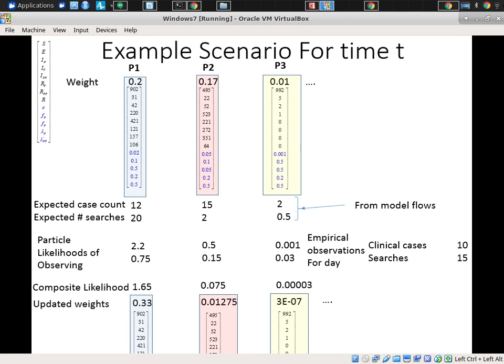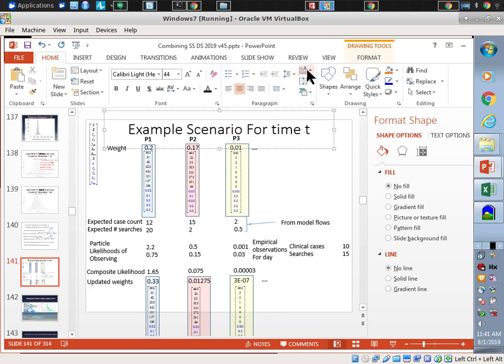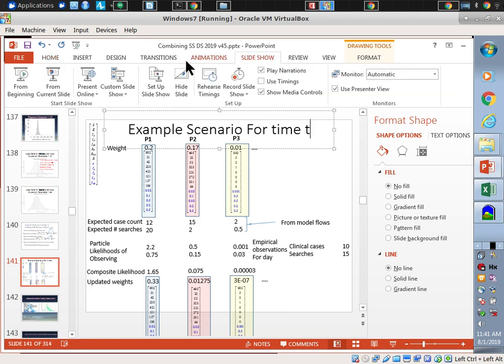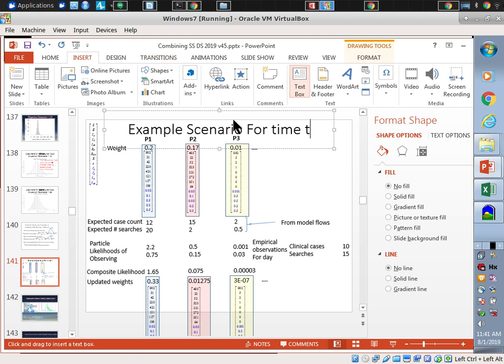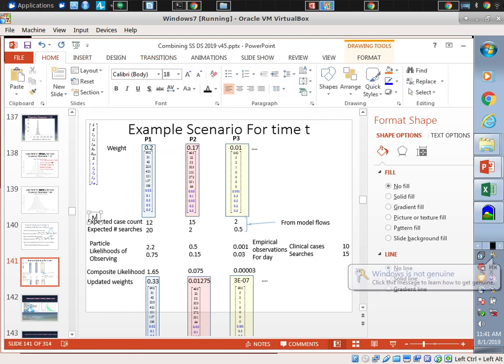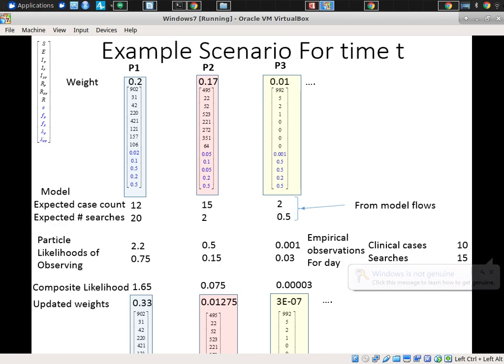Same thing with expected number of searches. Given the state vector for a model, given the equations of the model, given the parameters which obtain across the entire model, we can calculate the expected number of searches for the model. This is like the model expected number, okay? So, forgive me, I recognize maybe not everyone has followed all parts of what I've talked about before, so I just want to make this as clear as I can. So these are model expected case counts for this particle.